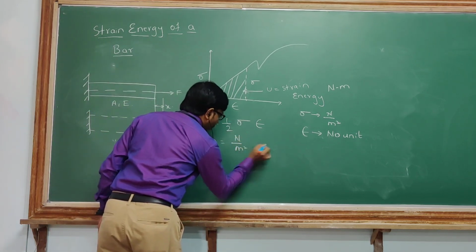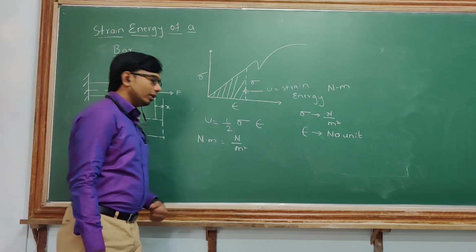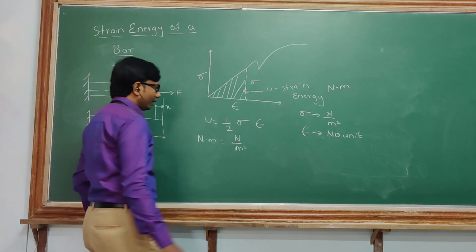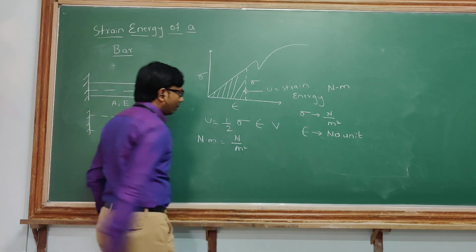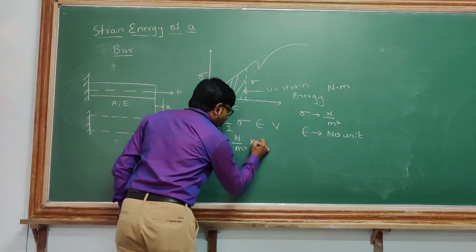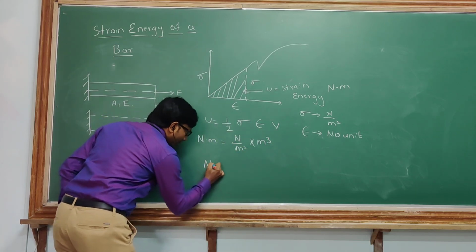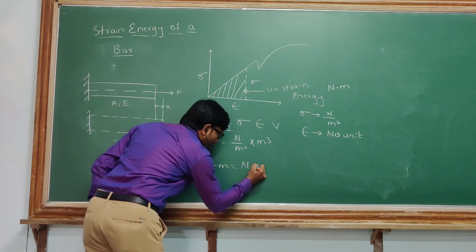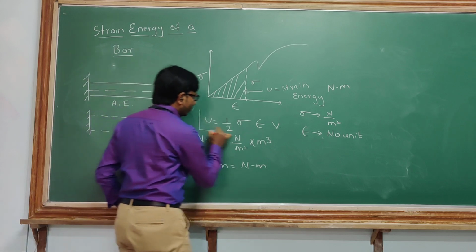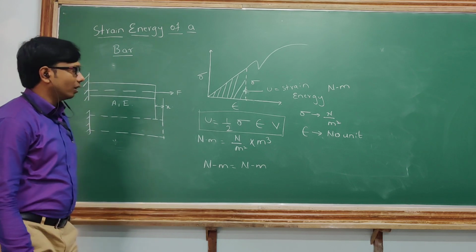Now I have to balance this equation. I have to get Newton meter. For that, what will we do? Simply, we will multiply by the volume. Volume will be meter cube. So these cancel out, and you will get Newton meter on both sides. So this will be the general equation for strain energy.